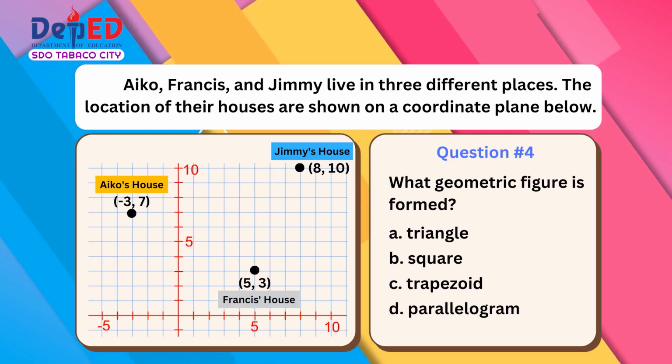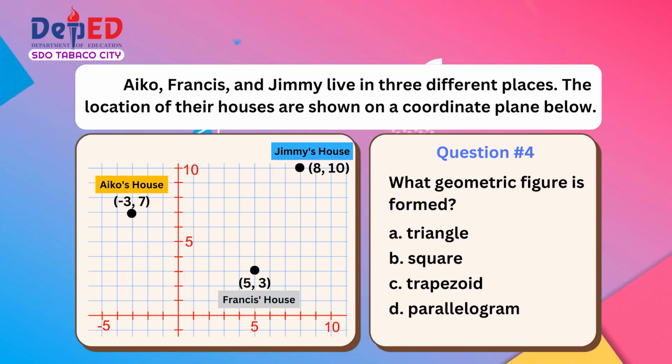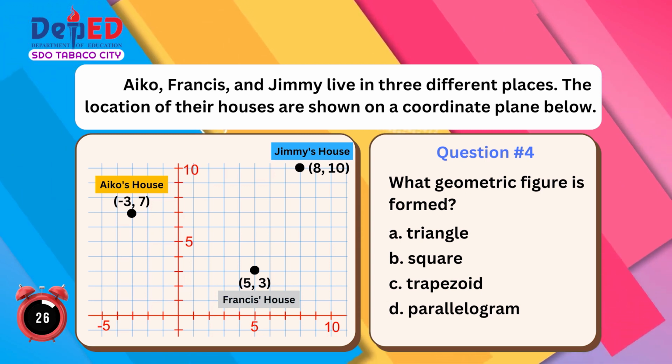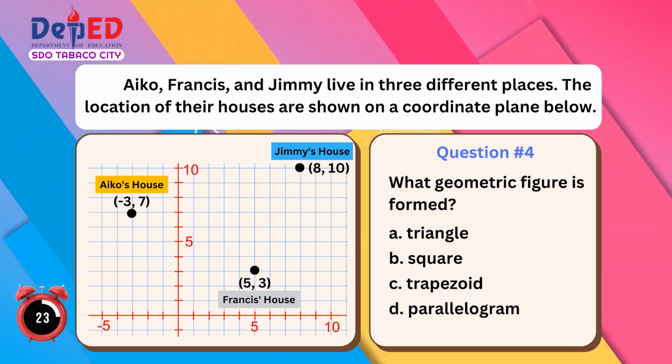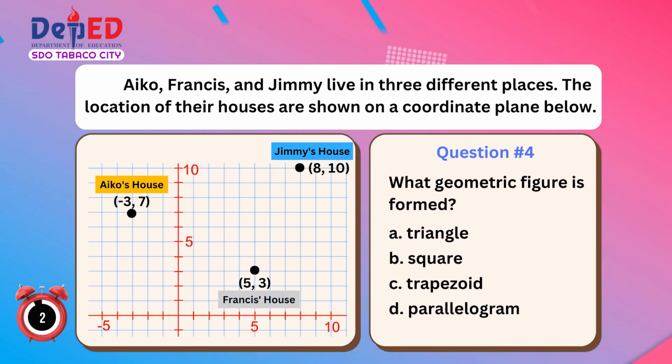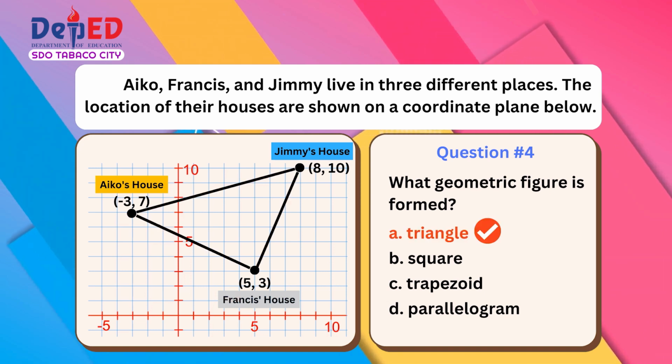Number 4. What geometric figure is formed? A. Triangle. B. Square. C. Trapezoid. D. Parallelogram. Fabulous! The right answer is A.